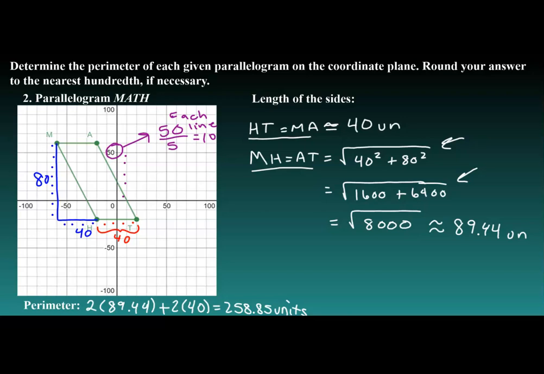It's the same as what we were doing earlier with the 89.44 plus 89.44 plus 40 plus 40. And since again there are 2 of these, we can say 2 times 89.44 and 40 and add those together. But either way is the same, so you can write them out or multiply it by 2. With that, that's how we find the perimeter of parallelograms on a coordinate plane.